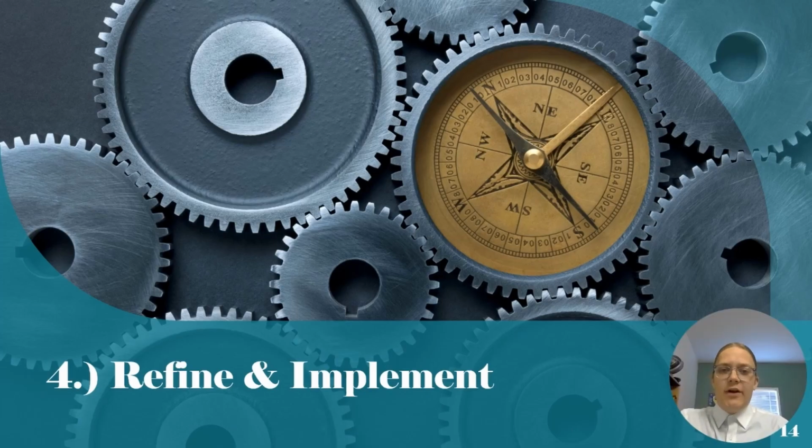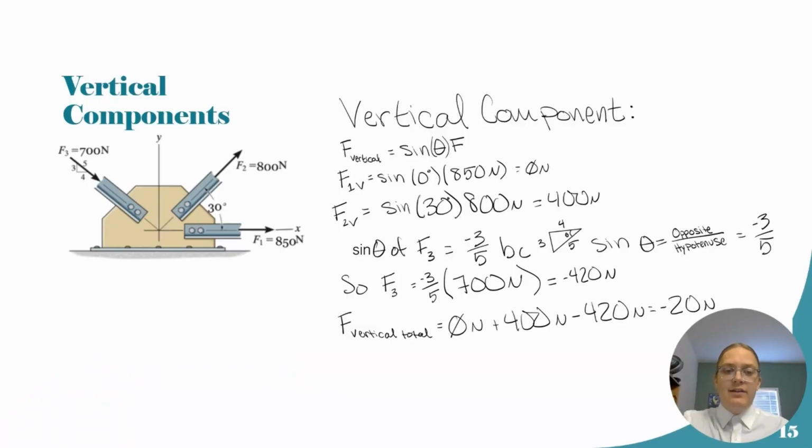We're now ready to implement our solution strategy into our problem. So we'll begin by taking the vertical components of each force. For our first force, we'll have no vertical component since it's going to be the sine of the angle times our force, and in this case our angle is 0 degrees, so our force vertical is 0 for our first force. For our second force, it's going to be sine of 30 times 800 newtons, which gives us 400 newtons.